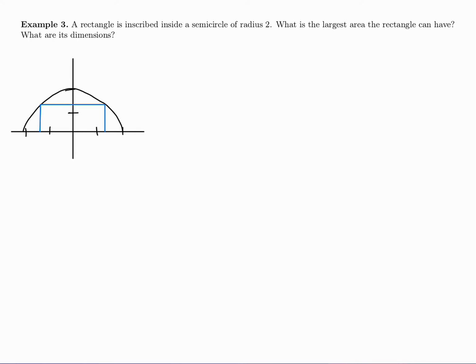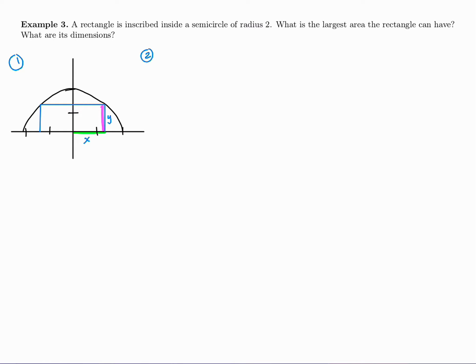All right, some things to note. I'm going to let this distance be my x, and this distance is my y, which is what you would expect because those are in my coordinate plane. And that's going to help me come up with an equation to maximize.